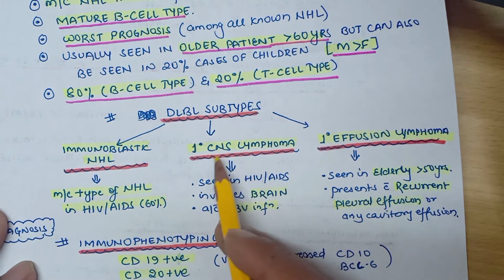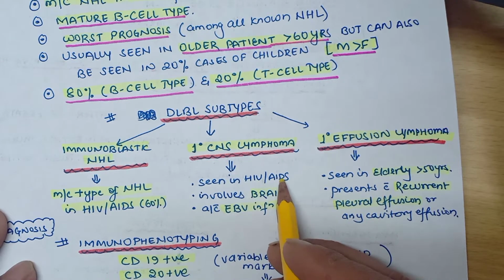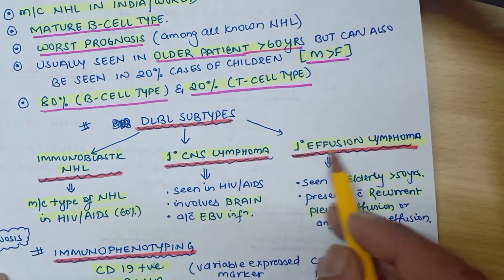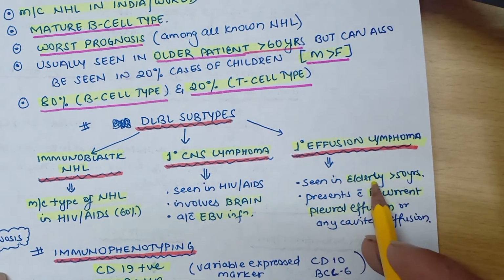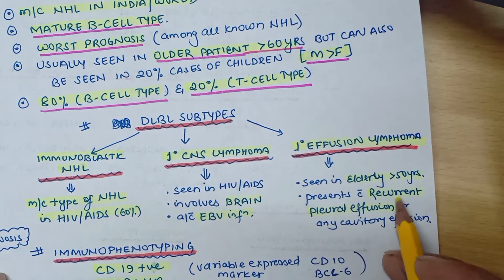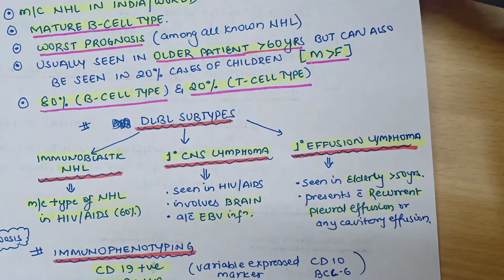Primary CNS lymphoma is seen in HIV or AIDS patients, and it mainly involves the brain, and it is associated with Epstein-Barr virus infection. Now let's talk about primary effusion lymphoma. Primary effusion lymphoma is seen in elderly patients more than 50 years of age, and they present with recurrent pleural effusion or any cavitary lesion. It occurs in the age group more than 50 years, and it presents with recurrent pleural effusion.